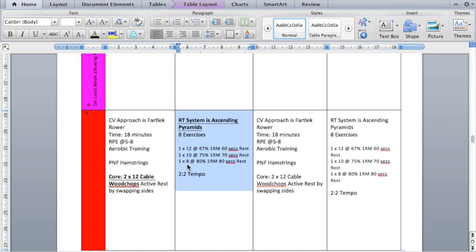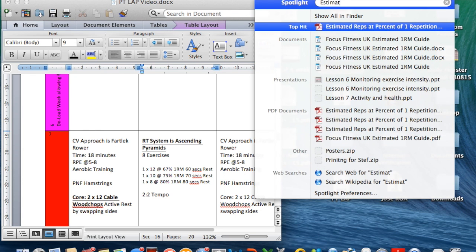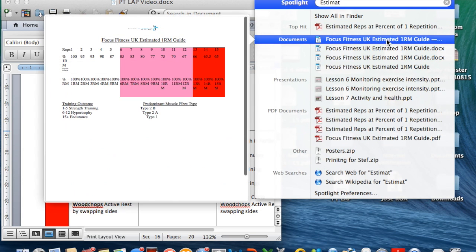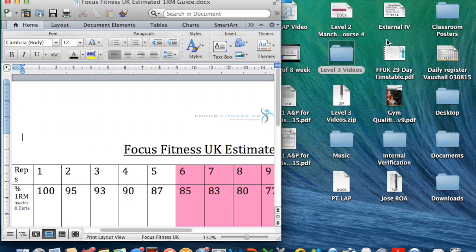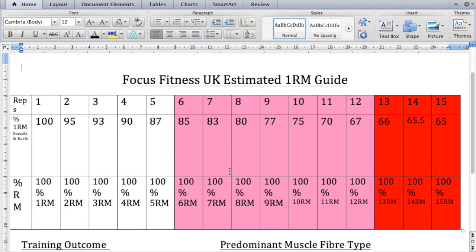If you're wondering where this information has come from in terms of 12 repetitions at 67% of the 1 RM and 10 repetitions at 75% of the 1 RM, your tutor will give you the following sheet to look at. So you can ask your tutor to email this to you, or at the venue they'll be able to print it out for you.